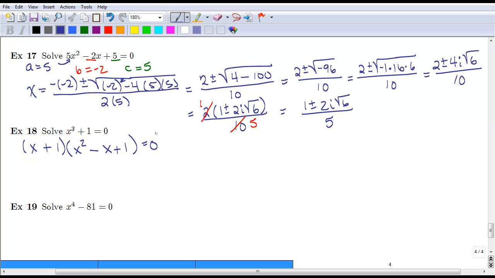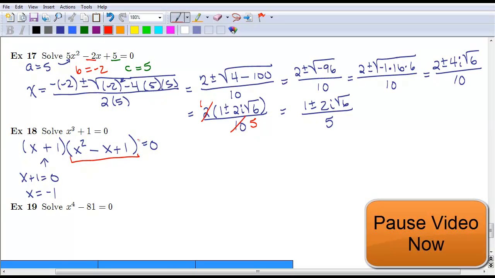This is still equal to 0, and again, to use the quadratic formula, we have to have the equation set equal to 0. So this first part here is going to let us know, if we set x plus 1 equal to 0, that we have x is equal to -1. And for this second piece here, we need to use the quadratic formula.